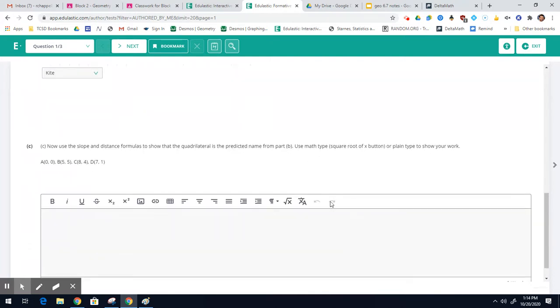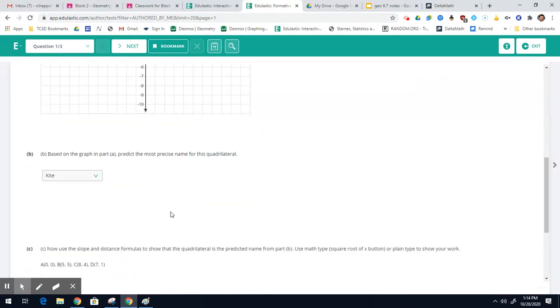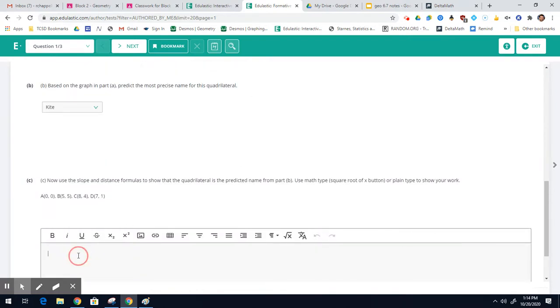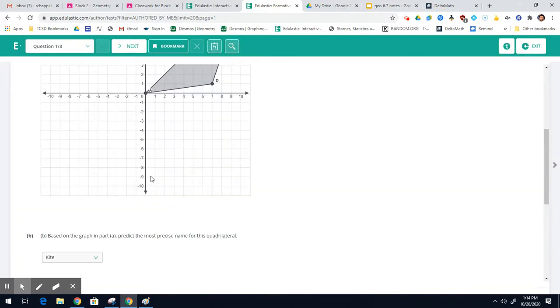You can use math type, which is that square root button right here, or just plain type, and I'll do both ways to show you what I mean. So let's do math type first. First of all, if you look at that hierarchy, you need to show that there are no pairs of parallel sides. So if I come in here to math type, I can do M for slope, and then say we're going to find the slope of AB first.